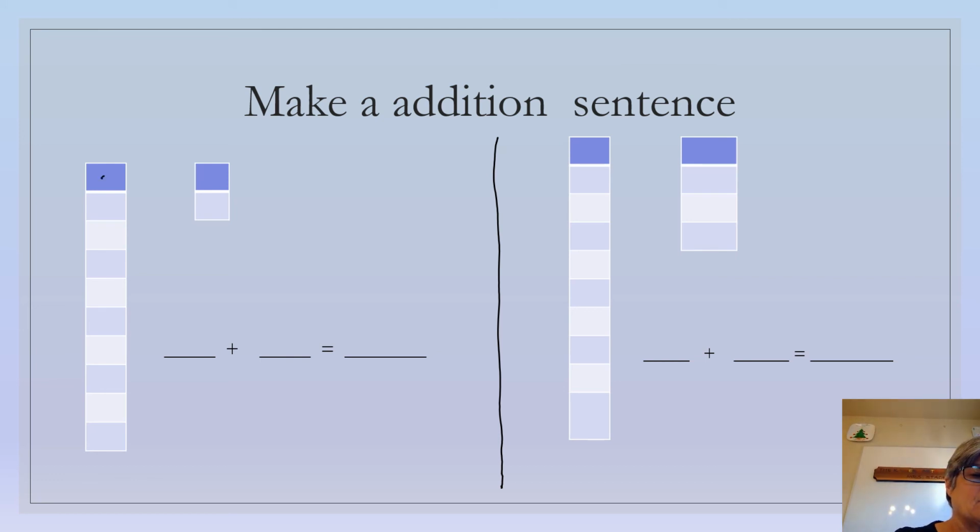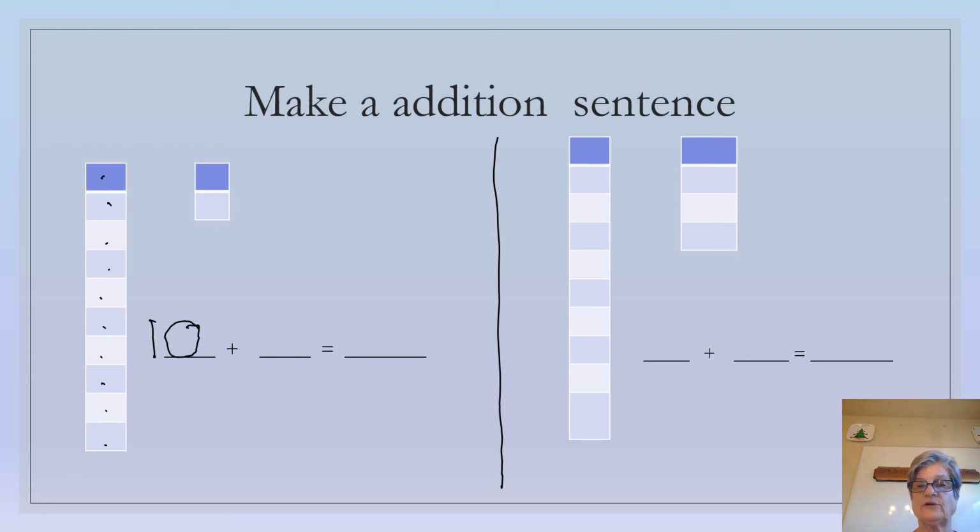1, 2, 3, 4, 5, 6, 7, 8, 9, 10. And I do have 10 dots there. And I'm doing an addition problem. So I'm going to start my problem by writing the number 10, which is a 1 and a 0. Next I have plus.